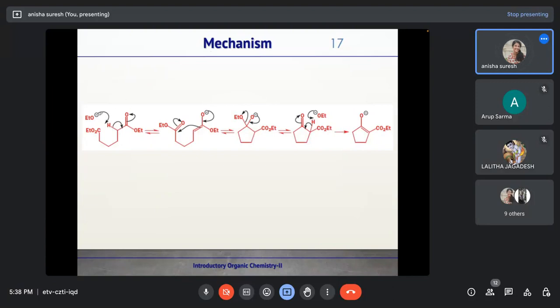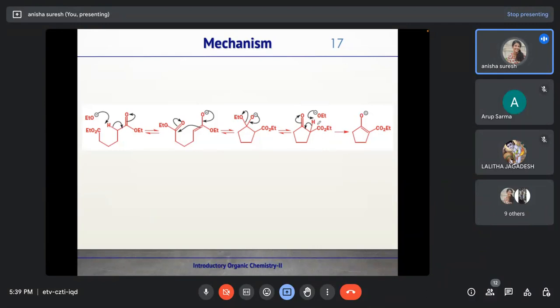So here OEt minus from NaOEt will be abstracting one of the alpha protons. So it will give rise to enolate. And when this is falling back, this carbon-carbon double bond will go and attack this carbonyl carbon of the other ester, giving rise to this tetrahedral intermediate. And once this is coming back, this O minus will be falling back, OEt minus will be leaving. It will give rise to this product.